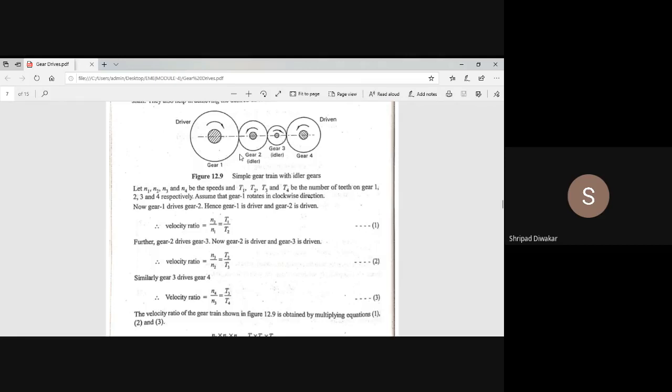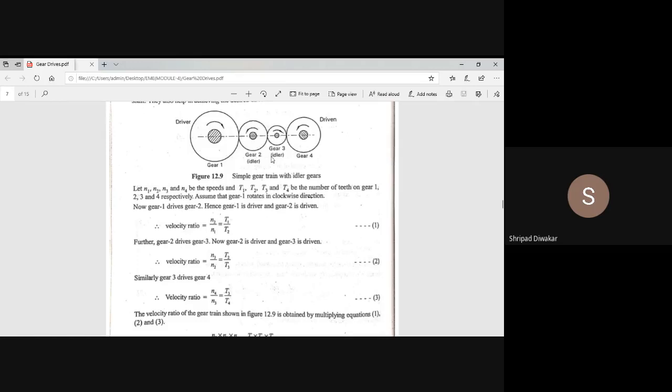That is N2 by N1 equals T1 by T2. As I said, the speed ratio is inversely proportional to the number of teeth. N2 by N1 equals T1 by T2. Similarly, now I am taking gear 2 and gear 3 because gear 2 drives gear 3.